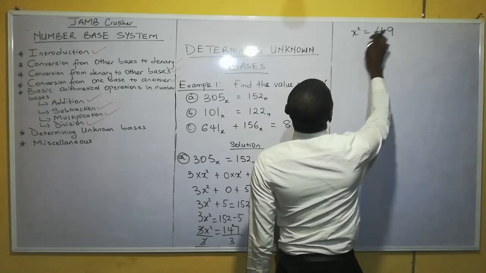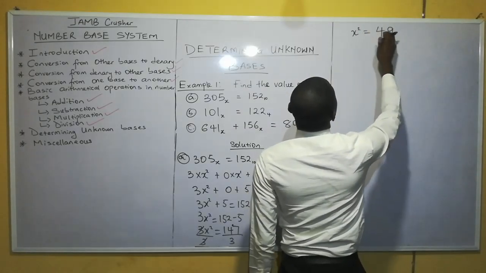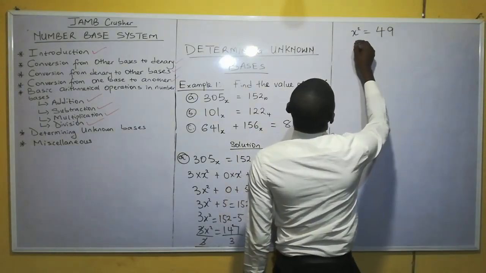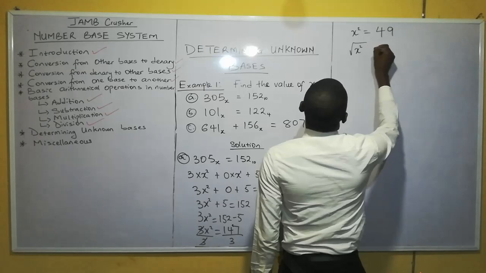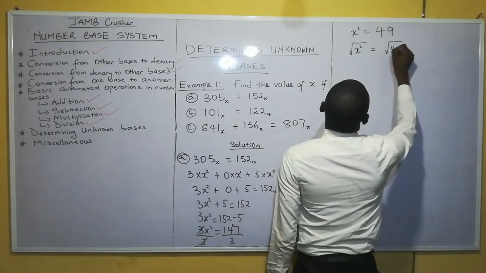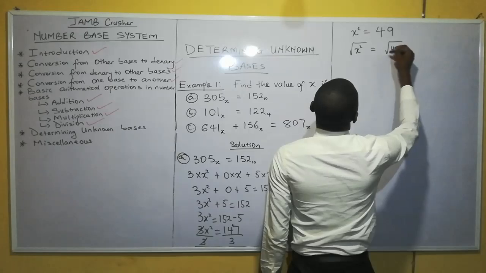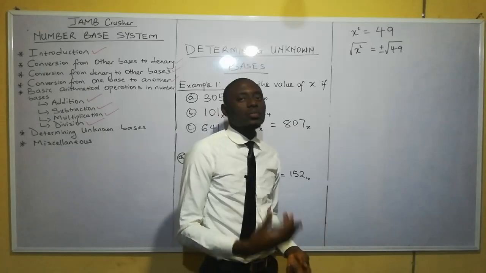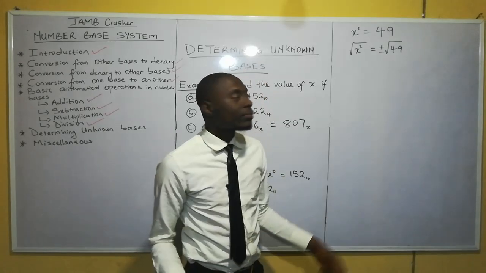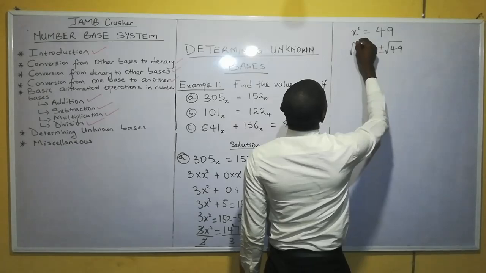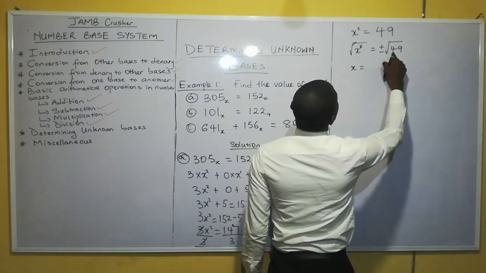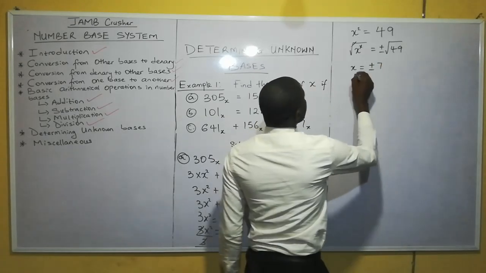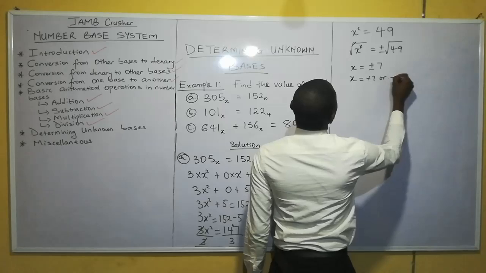For me to look for x, I will take the square root of both sides, since you need to get the value of x. So this now becomes the square root of x squared is equal to the square root of 49. But when you are taking the square root of the other side, you introduce plus or minus, because the value of x could be positive or it could be negative. So this square is cancelled by this square root. I have x is equal to the square root of 49, which is 7. So I have plus or minus 7. So that means that x is either plus 7 or minus 7.